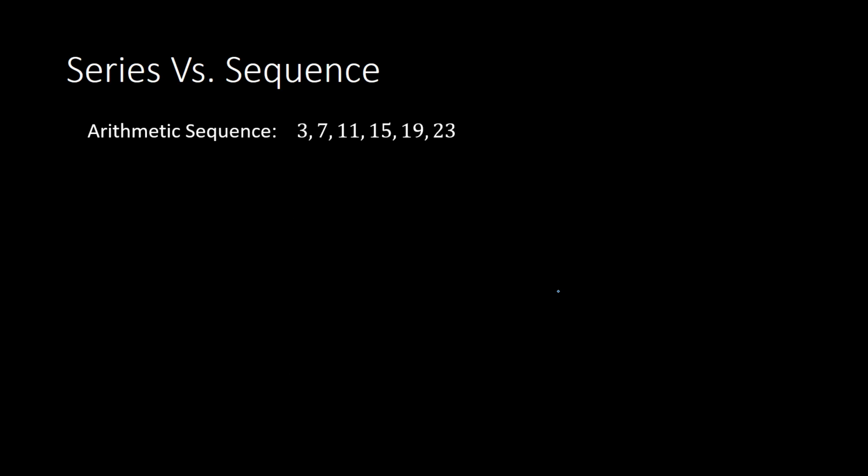An arithmetic sequence would be something like this, where you're adding 4 every time to get to the next number. So 3 plus 4 is 7, 7 plus 4 is 11, and etc. Whereas an arithmetic series would be adding those together. 3 plus 7 plus 11, etc.